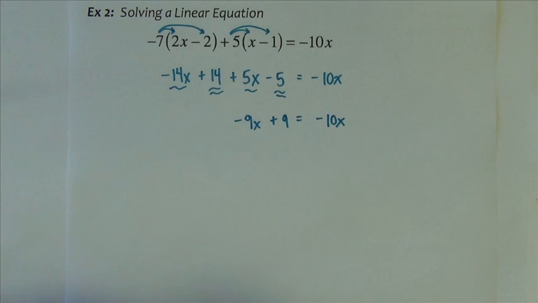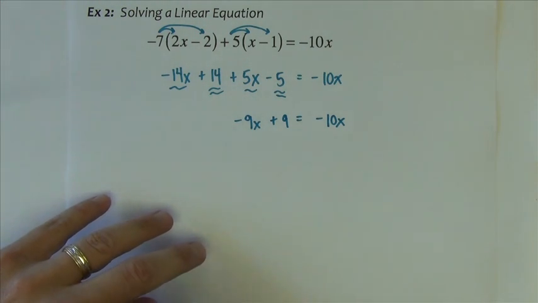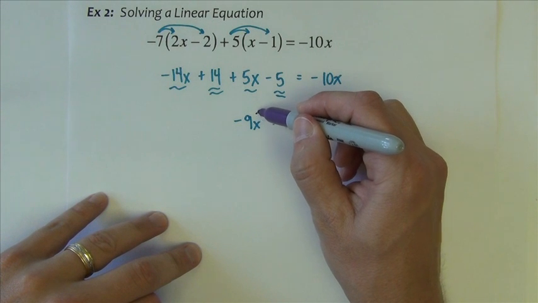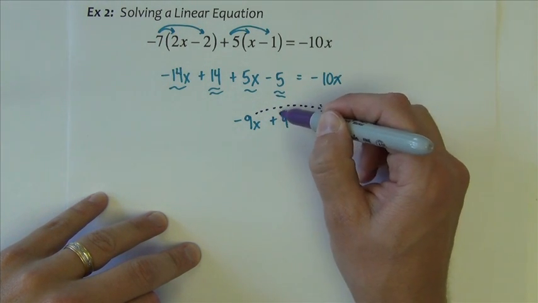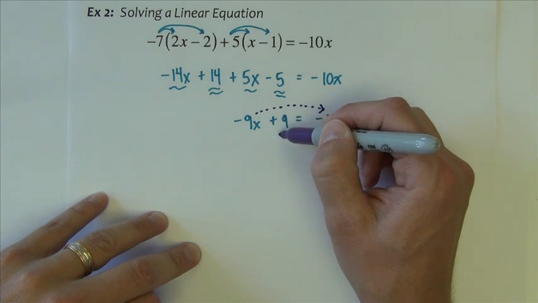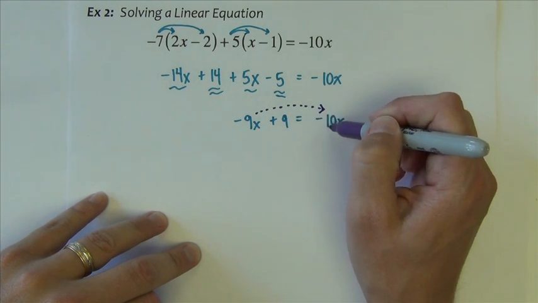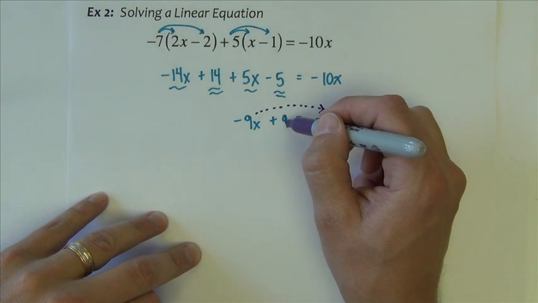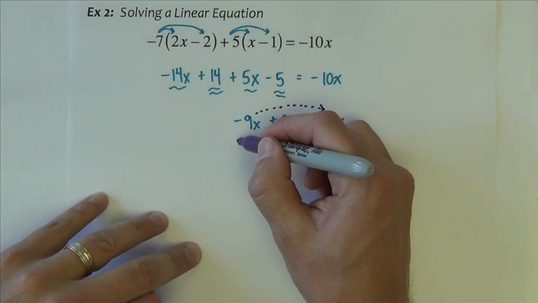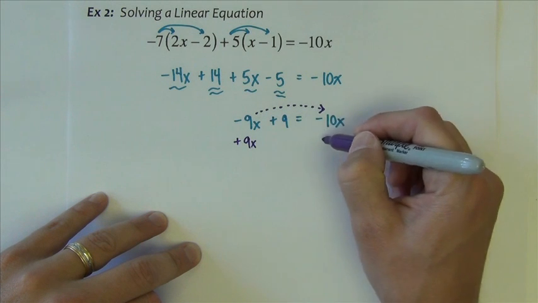Now at this point I'm going to move terms to the same side of the equal sign, so I want all my x's on the same side. This time I'm going to move my x's over to the right hand side just because my only non-x is on the left. So it makes no sense to move it as there's nothing over here to move it to. So I'm just going to leave the number 9 here and move the 9x. So we're going to add 9x to both sides.